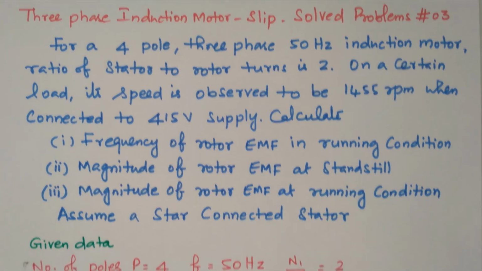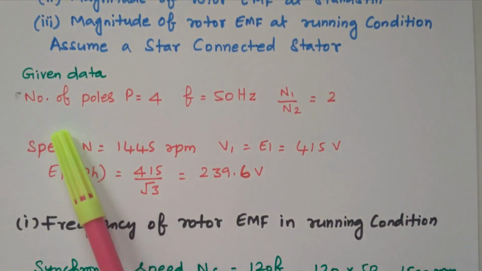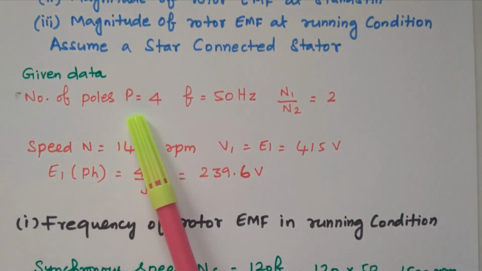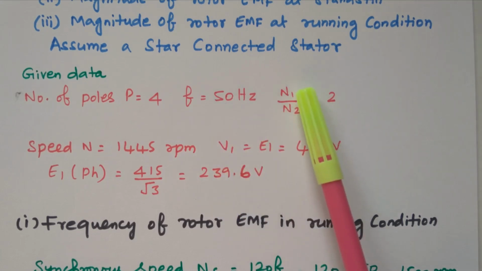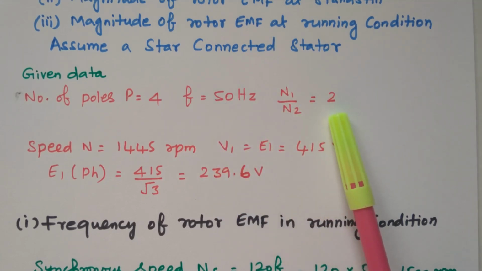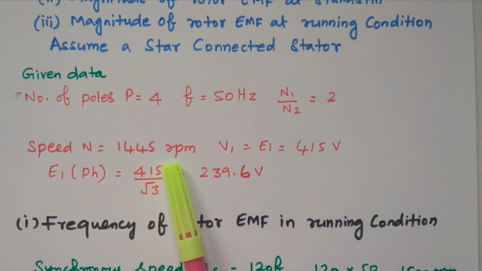So first we will analyze the given data. What are the data available? The number of poles is 4. The frequency of the supply is 50 Hz. The ratio between the number of stator to rotor turns is 2. The speed of the 3-phase induction motor is 1445 rpm.